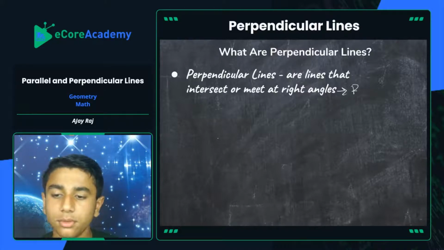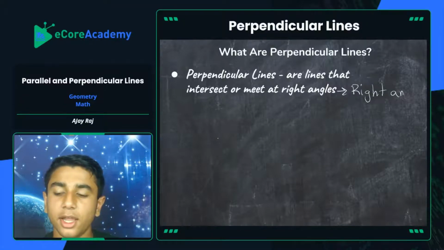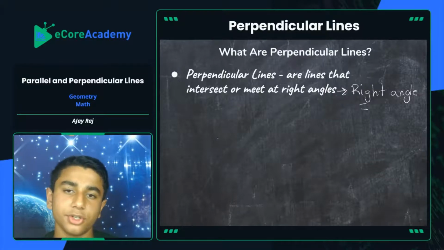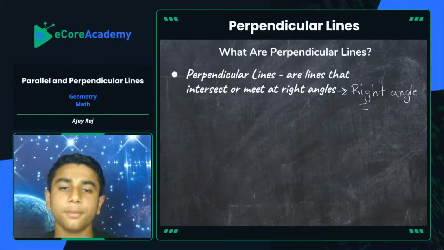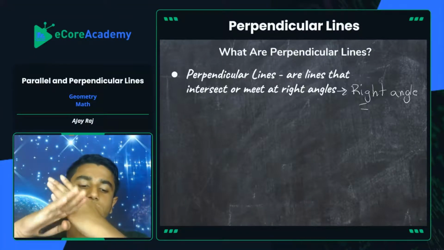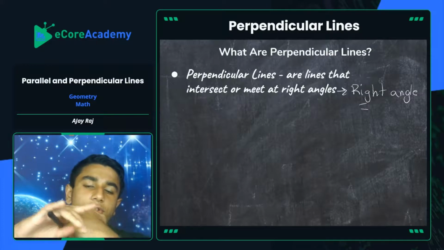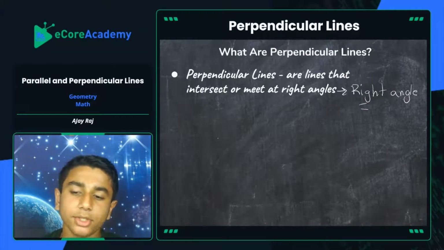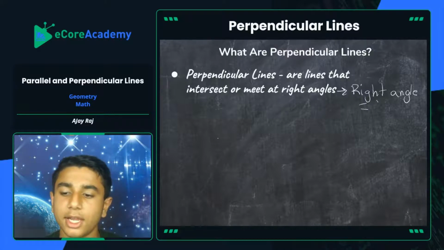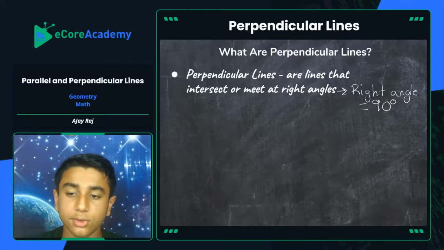A right angle is an angle, which I've already explained in my previous video about geometric terms and definitions. But an angle is basically a figure developed between two lines that intersect. So when two lines cross over each other, there's a little arc formed in between them. And this specific type of angle is called a right angle, and a right angle measures 90 degrees. So when they intersect, they measure 90 degrees. And that's what perpendicular lines do.